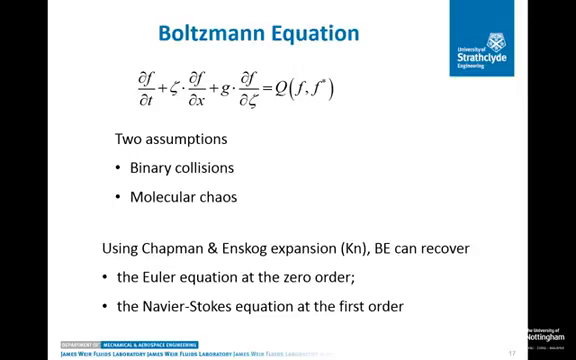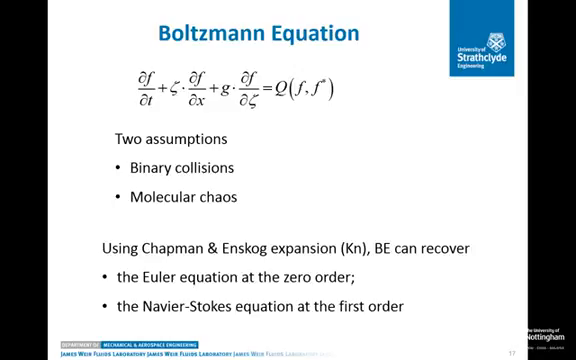This equation is built on two assumptions. First, it is valid for dilute gas, which basically means gas collision is a binary collision. Only two gas molecules can collide at the same time, not three or four or five. So it's for dilute gas. And second, the molecular chaos, which basically means the two-molecule distribution function can be separated independently into single molecular distribution functions. Under this assumption, this Boltzmann equation is valid.